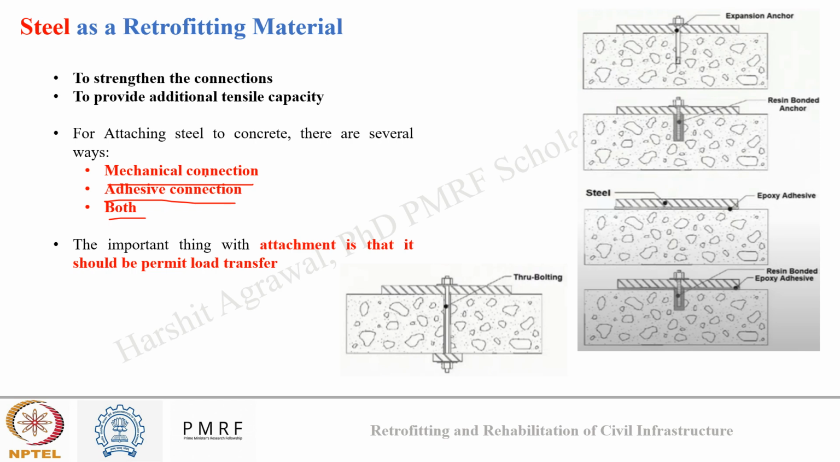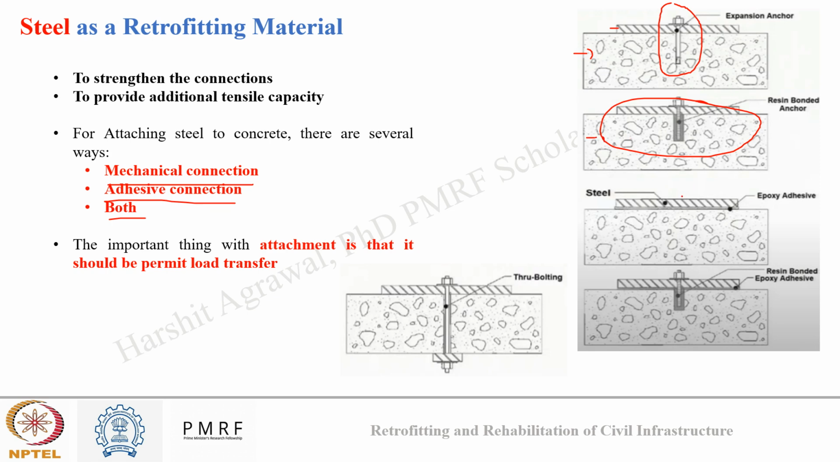The same can be seen in the images also, which show different combinations of connection. Like in the first image, you can see this is a steel plate and this is a concrete substrate, and it is connected by an anchor bolt. Here you can see the steel plate and the anchor bolt along with resin both are used for connecting the steel plate to the concrete substrate.